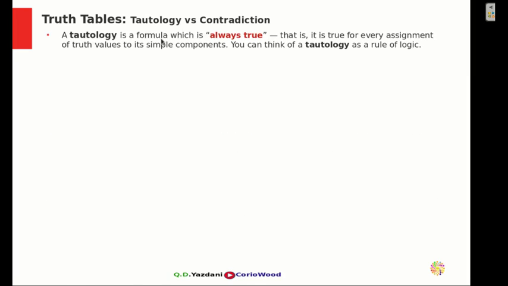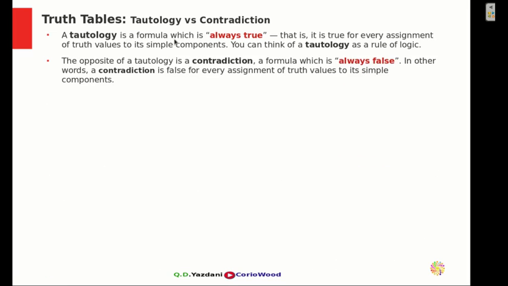So now we're looking for the tautology. What is tautology versus contradiction? Tautology is a formula which is always true. That is, it is true for every assignment of truth values to its simple components. You can think of tautology as the rule of logic. In mathematics, 2 plus 2 is 4 is a tautology because it's always true. The opposite of the tautology is contradiction, a formula which is always false. In other words, a contradiction is false for every assignment of truth values to its simple components.